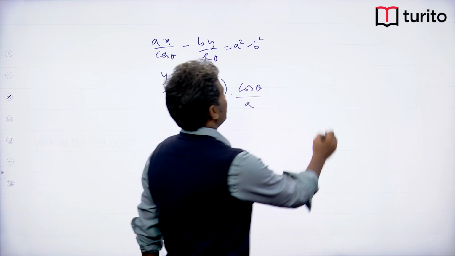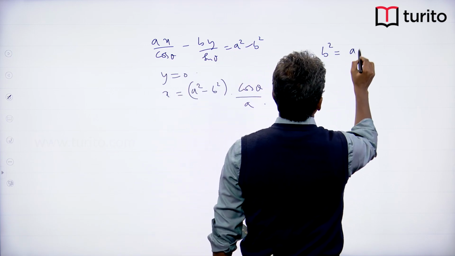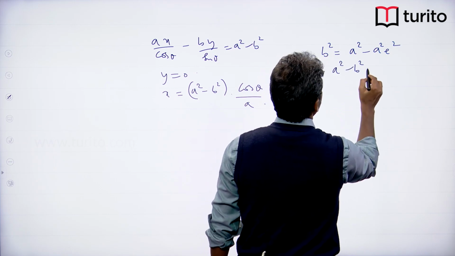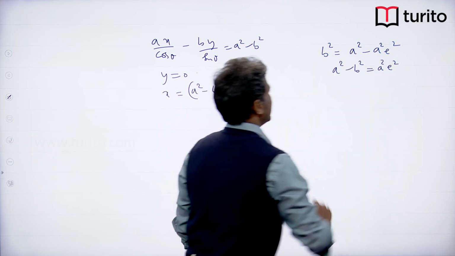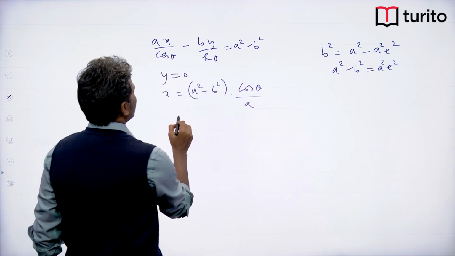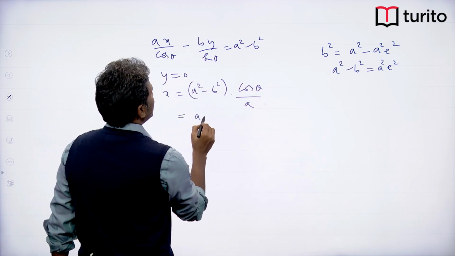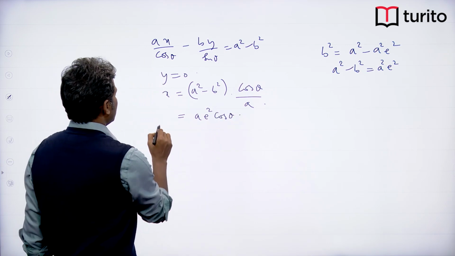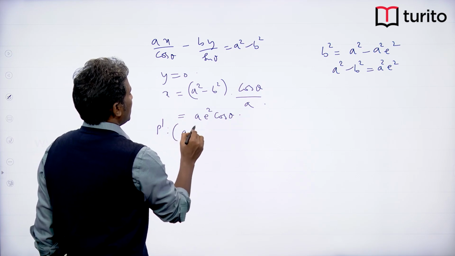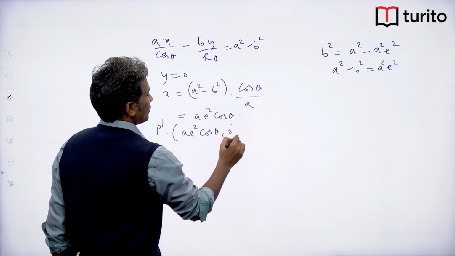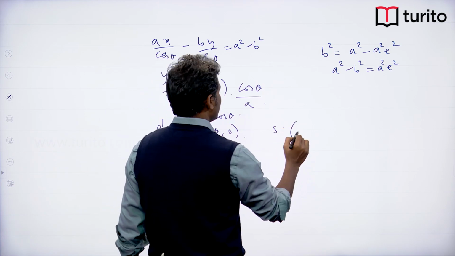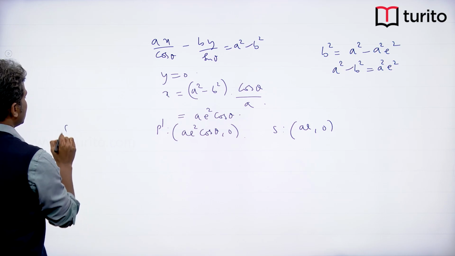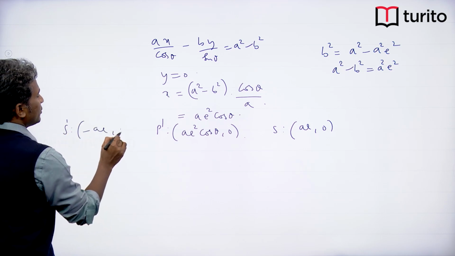Now we know that B square is going to be A square minus A square into E square. So what is A square minus B square? It is basically A square E square. So here we are basically getting A into E square cos theta. This is the point P dash. P dash is going to be AE square cos theta comma 0. What about S? S is going to be AE comma 0. What about S dash? S dash is going to be minus AE comma 0.